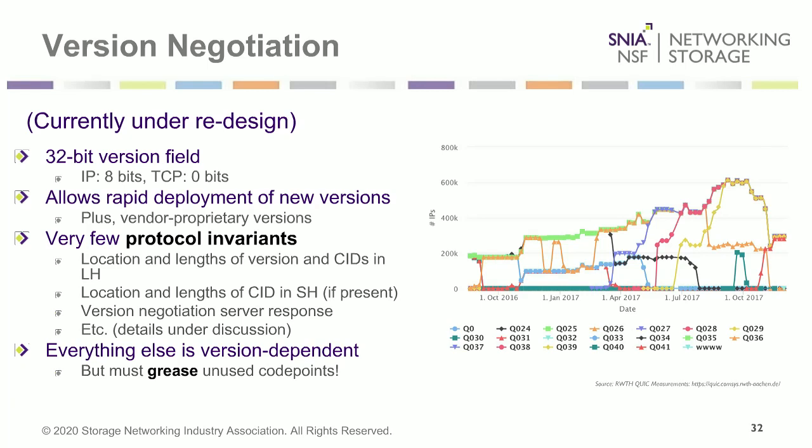Otherwise, there are very few invariants in QUIC. So there are very few things that we couldn't change in the future. The things that are very hard to change, we've chosen very carefully, and those are where in the packet the version numbers are, and how long they are, and where in the packet the connection identifiers are, and how long they are in the long header packet, and the same for the short header. And then, what's the version negotiation response for the server? So if you have a working version negotiation, you can pretty much change everything else later. So that gives us maximum evolvability, we hope.